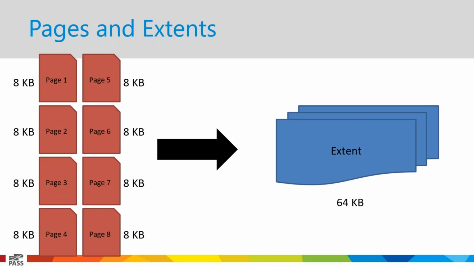So we've got pages 1, 2, 3, 4, 5, 6, 7, 8. Technically it would be page 0, etc. But pages 1 through 8 are going to go into an extent, which is 64 kilobytes. Now that's something that you can use to say, when you're trying to locate a file, you might say which extent it is within the file rather than which exact page number.